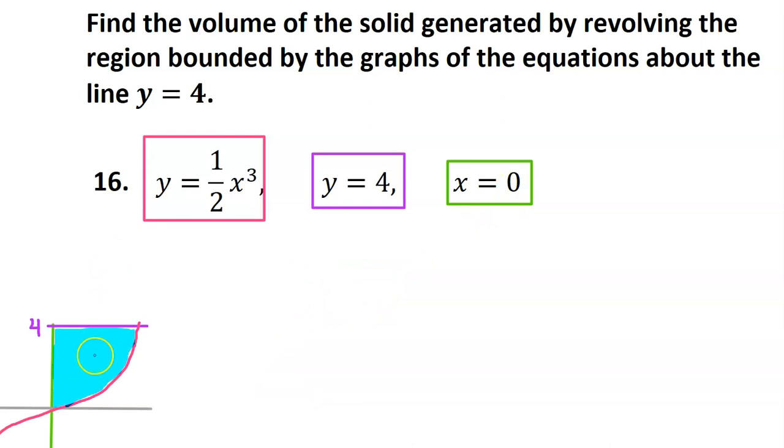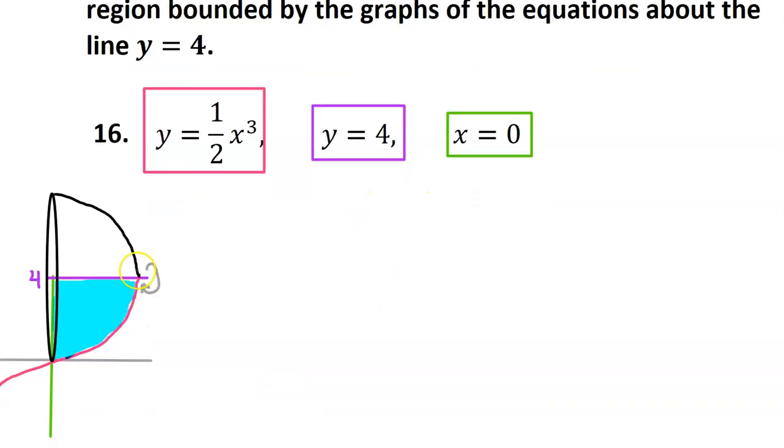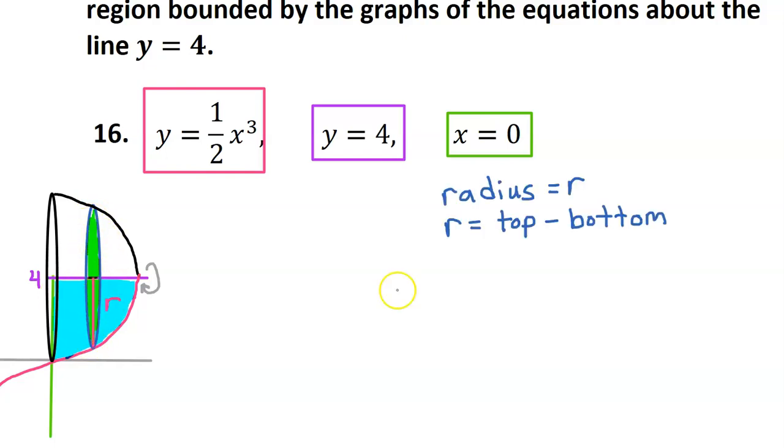So this blue region is the area bounded by the three functions. If we rotate this region around the line y equals 4, we get this bowl shape facing towards the left. As before, we can calculate the volume of this solid by analyzing one disc-shaped slice of the solid.